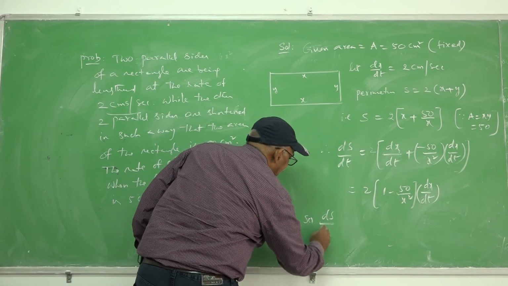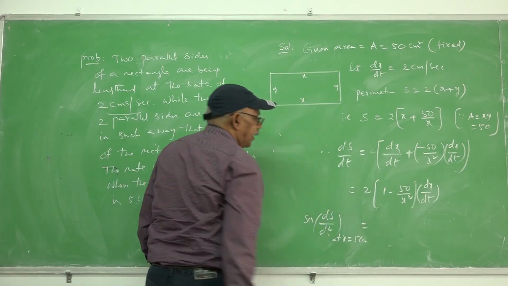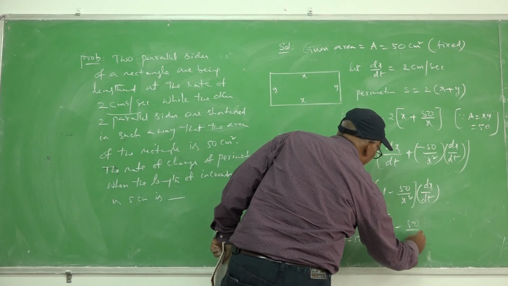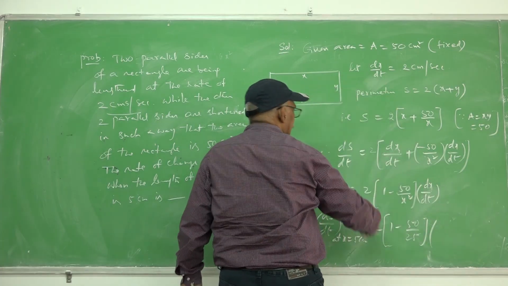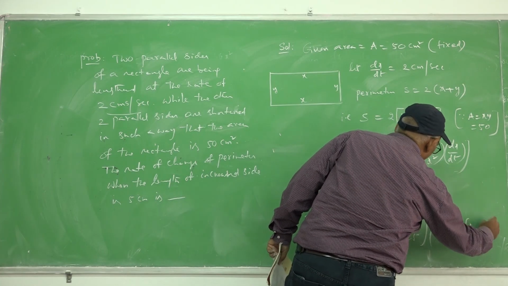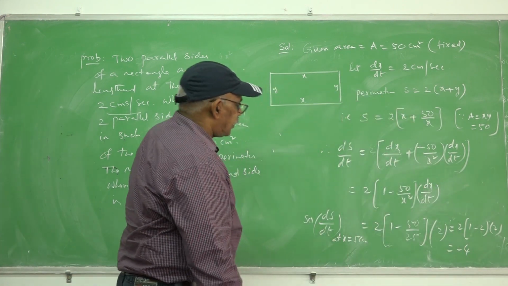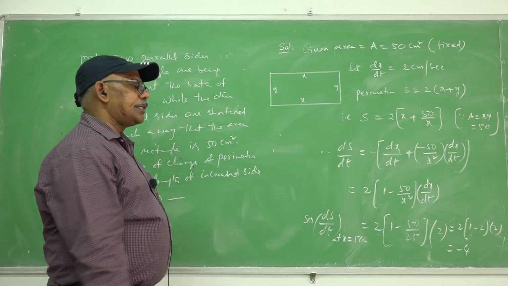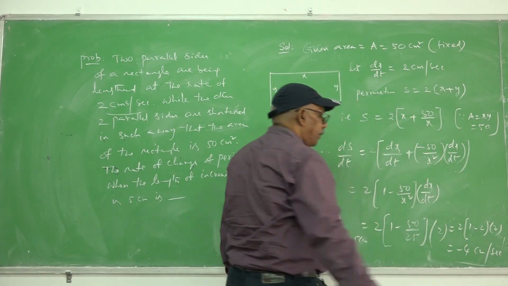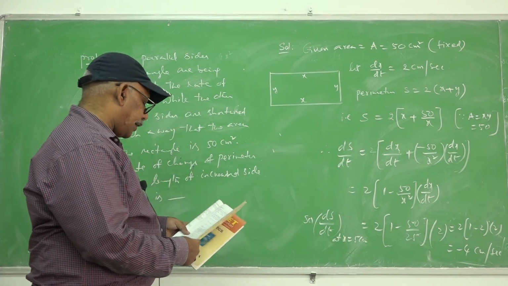So ds by dt at x equal to 5 is 2 into 1 minus 50 by 25 into dx by dt, which is given as 2. This is 2 into 1 minus 2 into 2, which gives us minus 4. So the perimeter decreases at the rate of 4 centimeters per second. Decreases in the sense of minus, decreases at the rate of 4 centimeters per second.